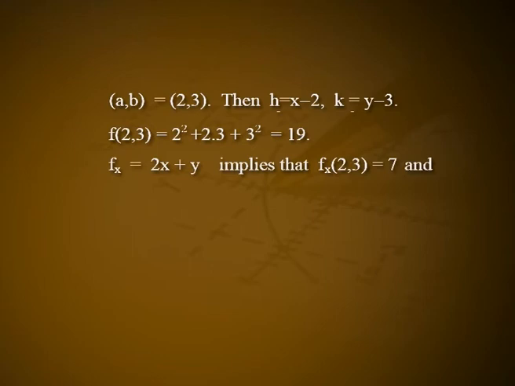Then h = x − 2, k = y − 3. f(2, 3) = 2² + 2·3 + 3², which is equal to 19. fx = 2x + y implies that fx(2, 3) = 7, and fy = x + 2y gives fy(2, 3) = 8.